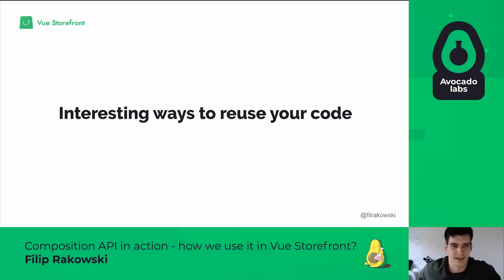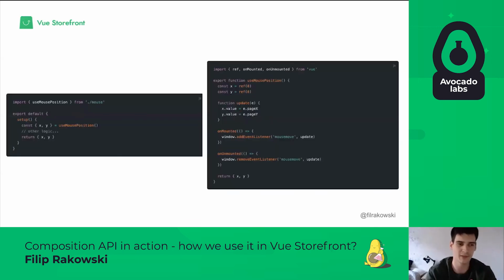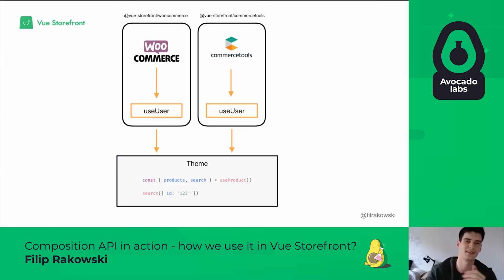Also, Composition API is introducing some interesting ways to reuse our code. So we have seen the first one. We can externalize our logic into functions and then parameterize them, for example, to fetch different products from the same function. But it wasn't enough for us in Vue Storefront, because one of our promises is the fact that no matter which e-commerce platform you're using, you have a consistent developer experience. Oh, another mistake. It should be use product. It's not my best day.